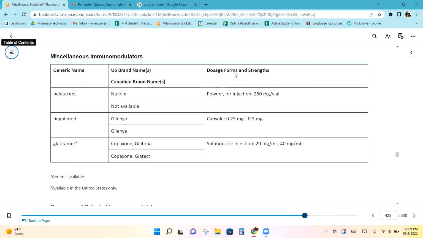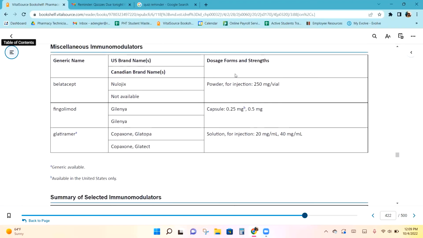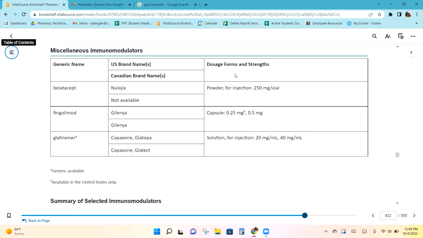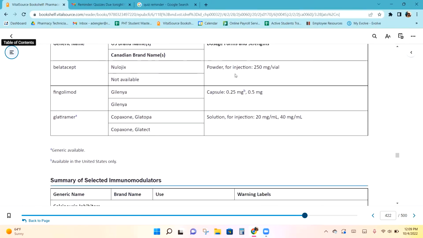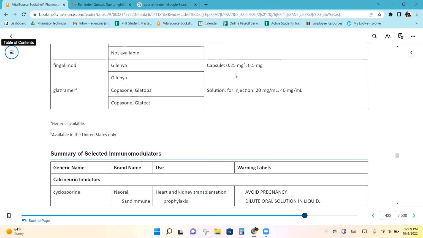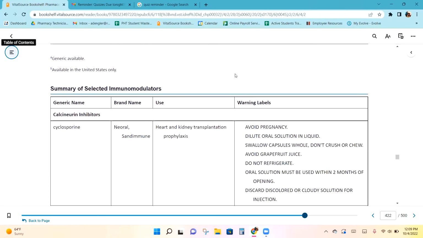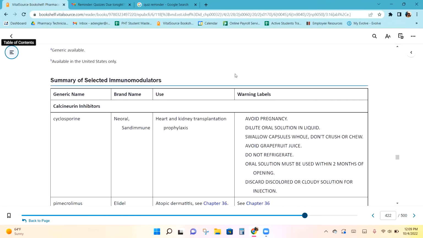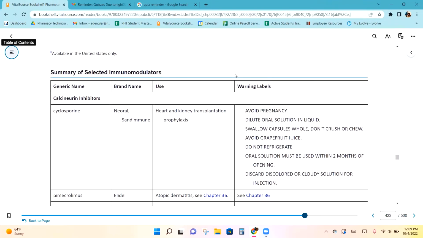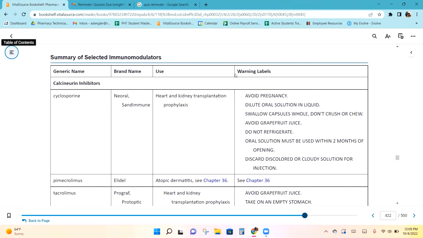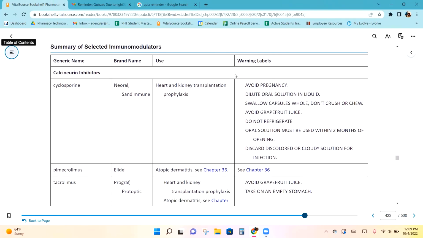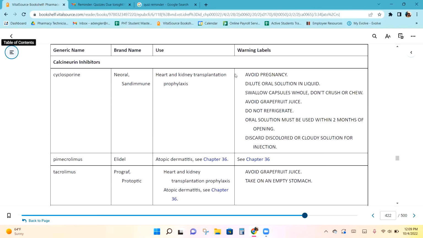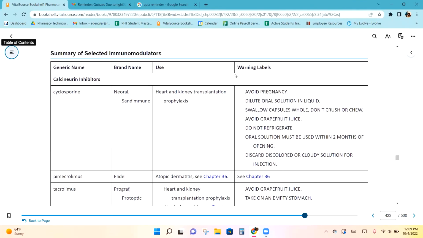So belatacept comes in a powder for injection. Gilenya comes in a capsule, so you will see that in retail pharmacy. And you'll also see Copaxone, glatiramer in the retail pharmacy or specialty pharmacy world. We have the summary of selected immunomodulators. So we have the generic name, brand name, the use in this chart. So for Neoral, we have heart and kidney transplantation, prophylaxis. So prophylaxis means stopping something before it happens. So we want to stop any rejection of those new organs.